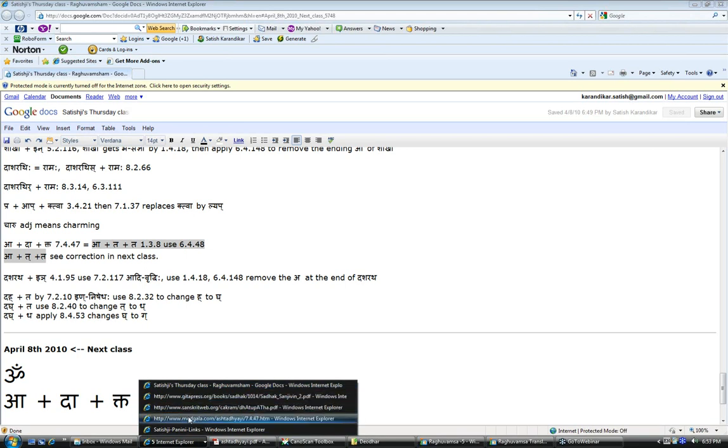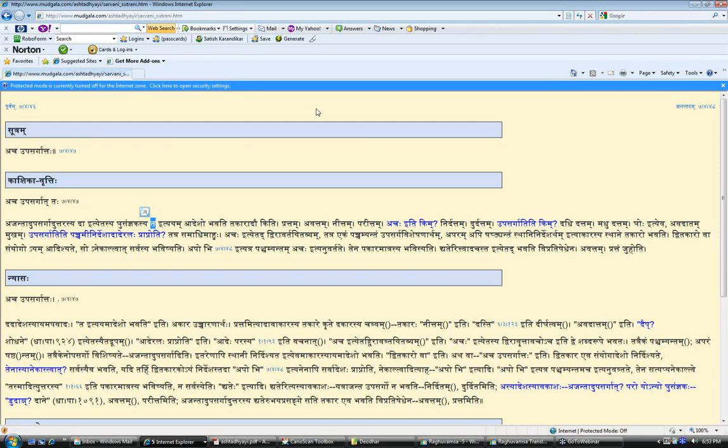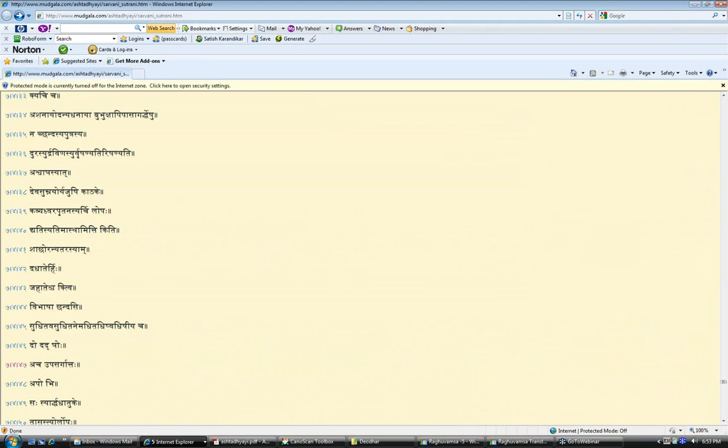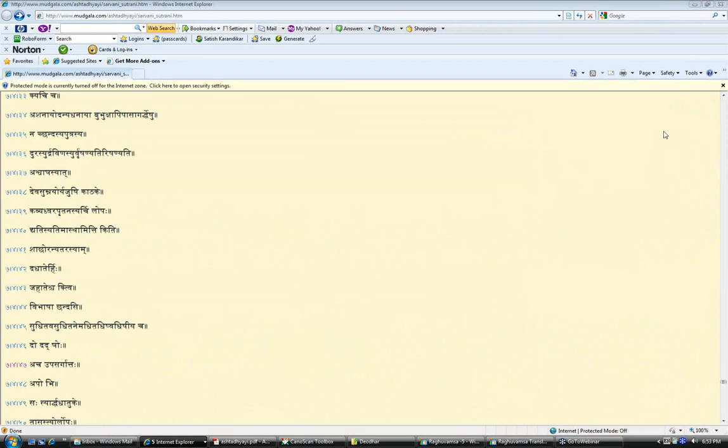Okay, "adeḥ parasya" will be 1157. We'll come back to this one, 1157. So whenever this panchami nirdesha is being done and an adesha is being done, then the adesha will only replace the first letter of what follows, "adeḥ parasya".